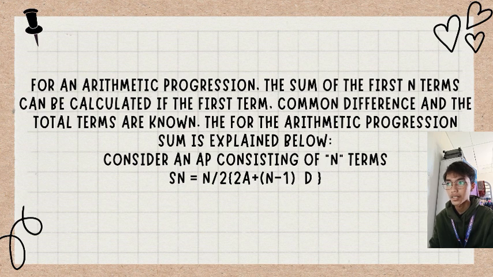The next one is the second formula that we use. For an arithmetic progression, the sum of the first n terms can be calculated if the first term, common difference and the total terms are known. Therefore, the arithmetic progression sum is explained below. So the second formula that we use is Sn equals n over 2, (2a plus (n minus 1)d). That's it.